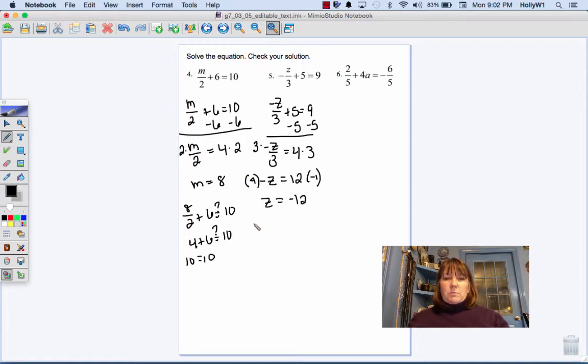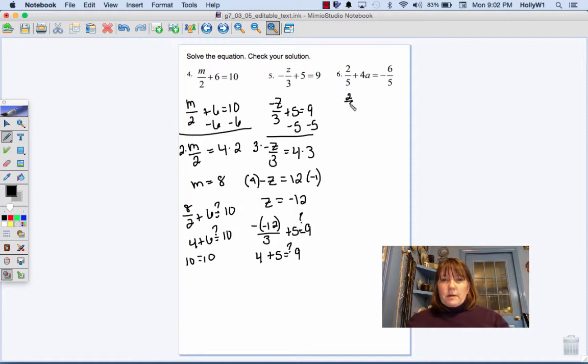Well, let's substitute that back in again. Negative 12 divided by 3 plus 5, is that equal to 9? Well, negative times negative is a positive. 12 divided by 3 is 4. So is 4 plus 5 equal to 9? And it is. So that works. All right, let's go up and try this one.